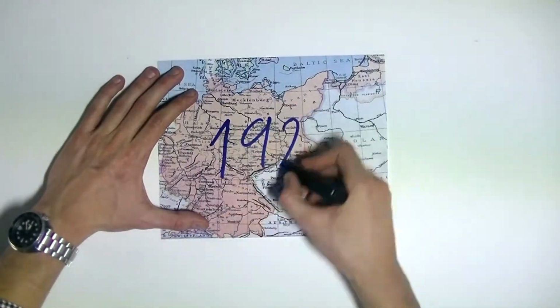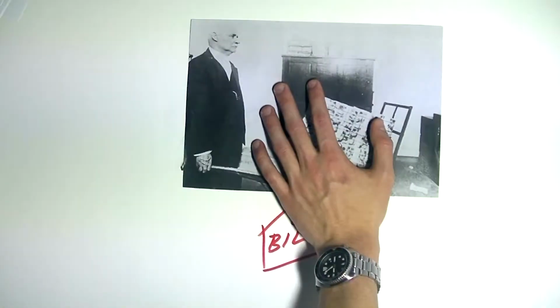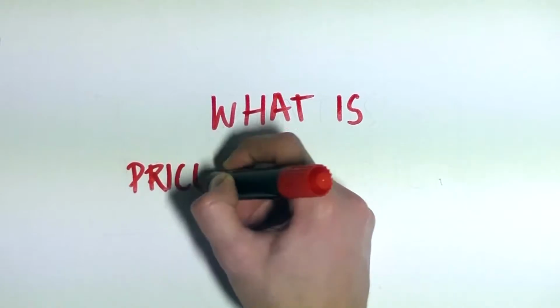Germany, 1923. One loaf of bread cost 200 billion Reichsmarks. That might be a bit of a problem. This problem is caused by the lack of price stability.